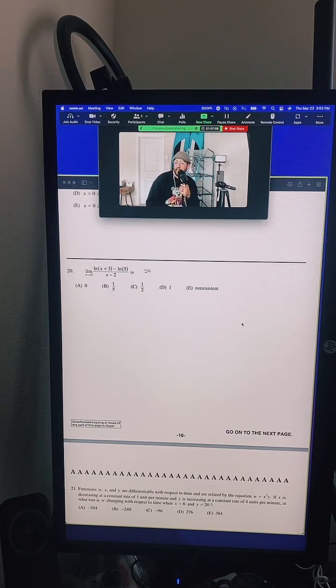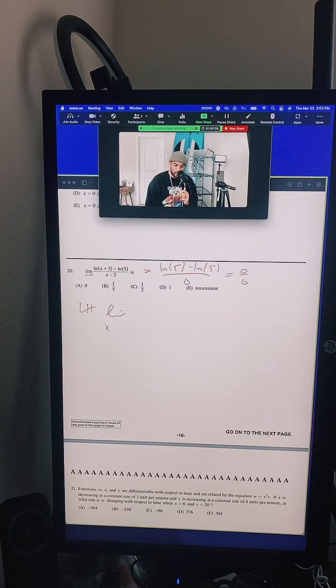Was someone already putting the answer to this one? That's impressive, bro. But let's talk about why the answer is what it is. Someone already put it in the chat. When you use direct substitution, you get ln of 5 minus ln of 5 over 0. So 0 over 0, so we can use L'Hopital's.